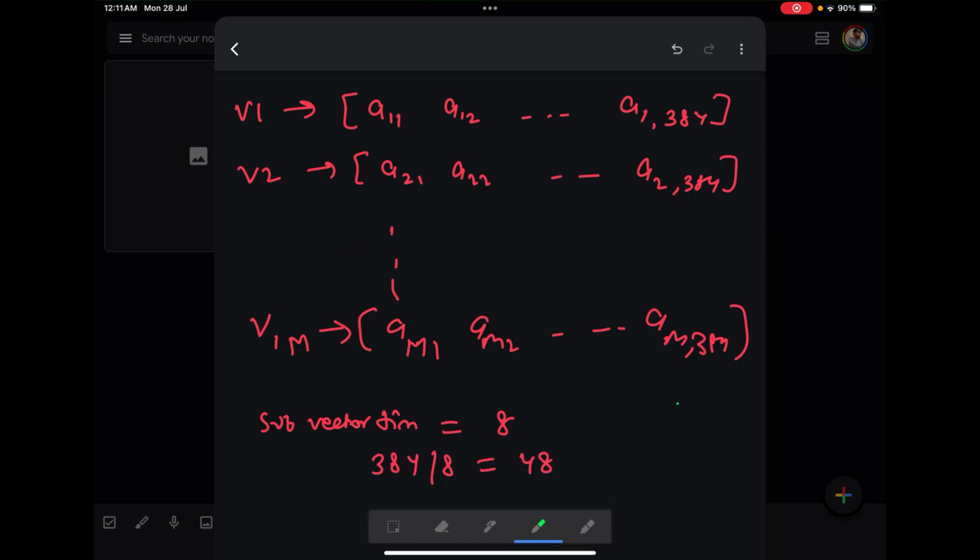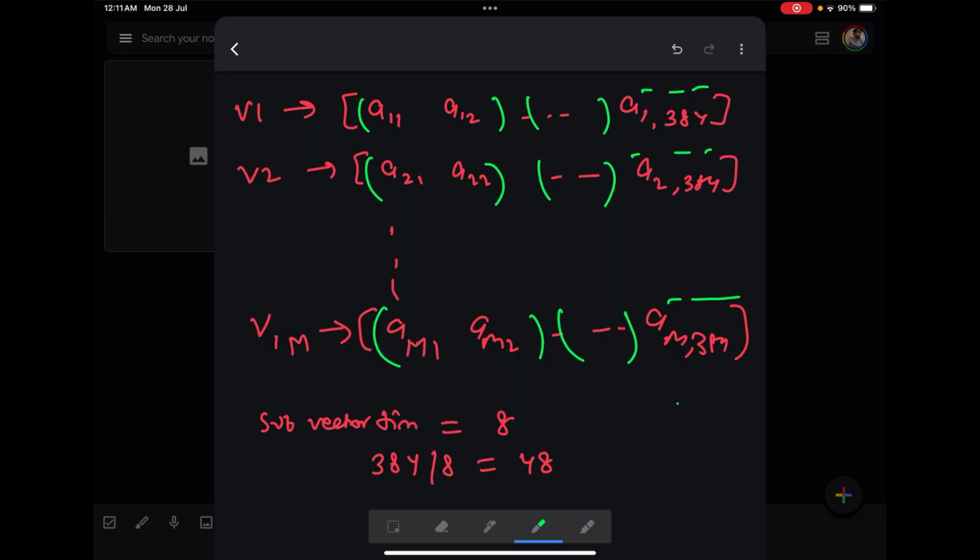I'll divide this vector like this, and so on. Similarly, this is our second vector, and so on, and this is our last vector, and so on. I hope you get what I am trying to do here.